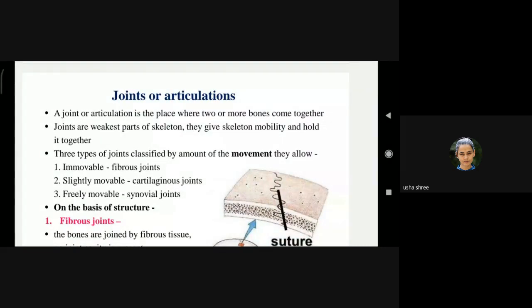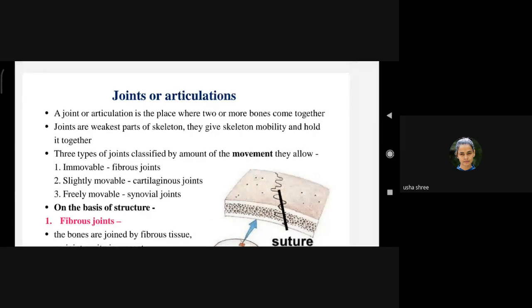And 3 types of joints are classified by the amount of movement they allow. These types are: first, immovable; second, slightly movable; third, freely movable. Immovable joints are generally fibrous joints. Slightly movable joints are generally cartilaginous joints, and freely movable joints are synovial joints.